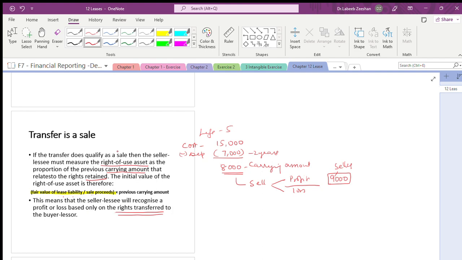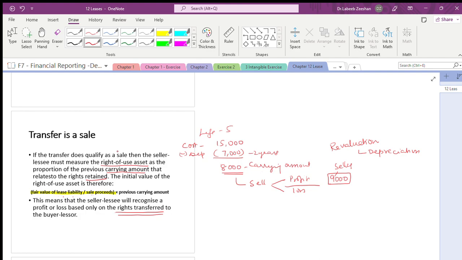This is what we have done in lecture 6, in terms of revaluation. Whenever we are doing revaluation, we have to calculate the depreciation on the revalued amount but not on the previous amount. The same principle we applied there, we are going to apply here also, that is when the transfer is a sale.